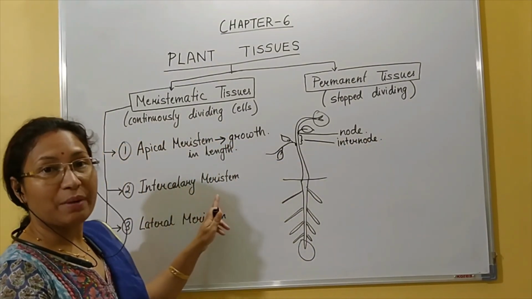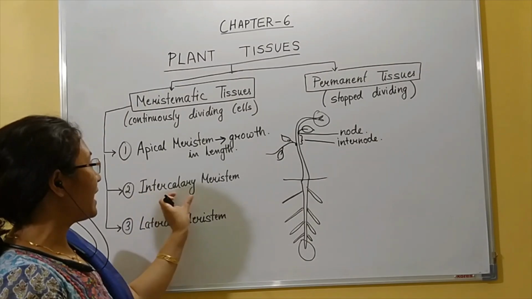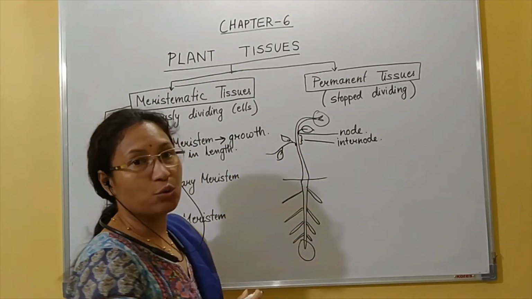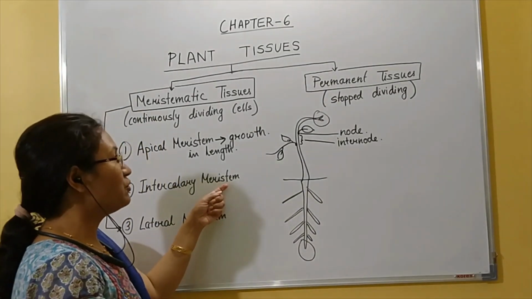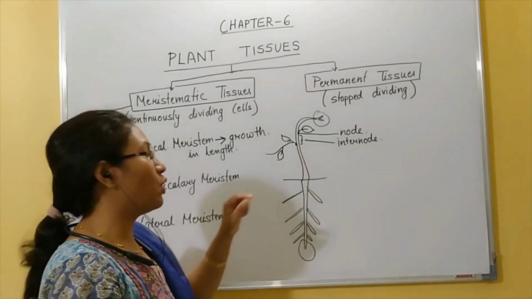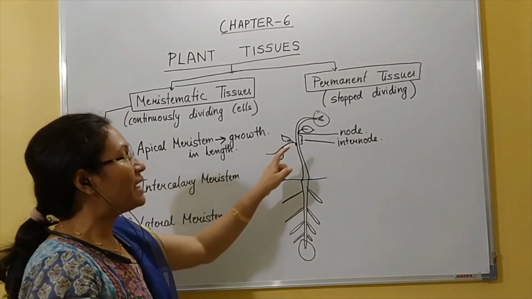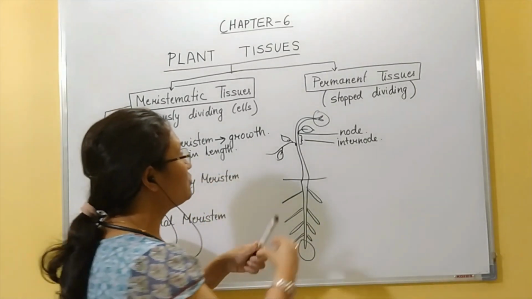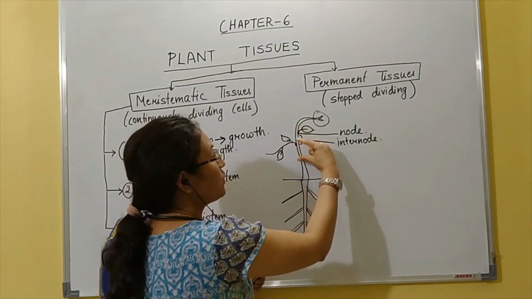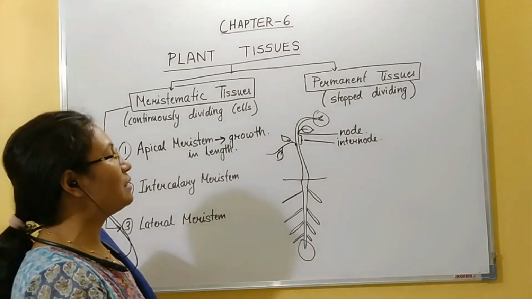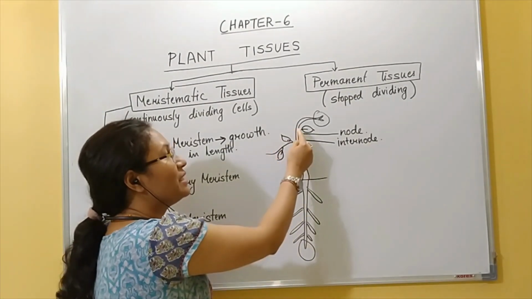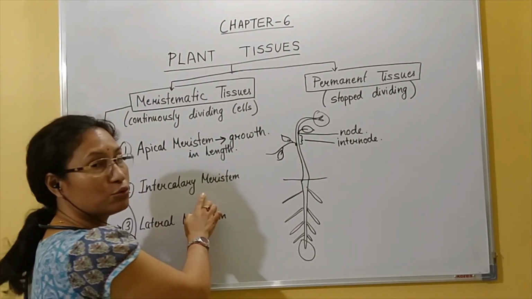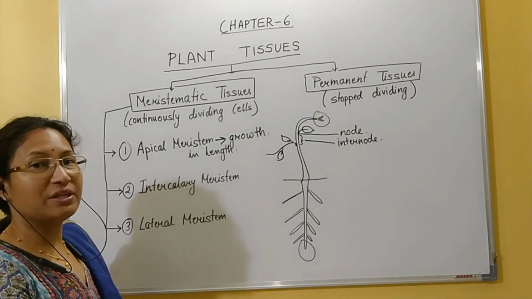The intercalary meristem, as you know, the name intercalary means in between. So it is present in between the internodes. Those meristems which are present in the internode are called the intercalary meristem, and it will help in increasing the length of the stem. It will help in extending this length, and also it will help in producing new branches, new fruits, new leaves or flowers which come out. That is also due to the activity of the intercalary meristem.